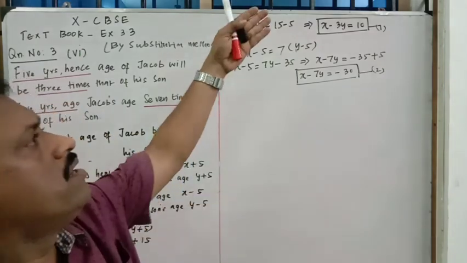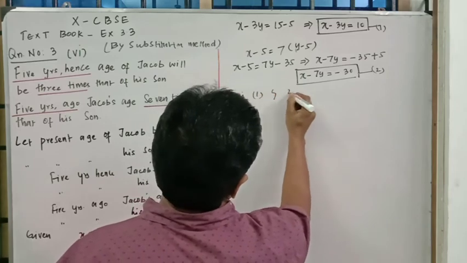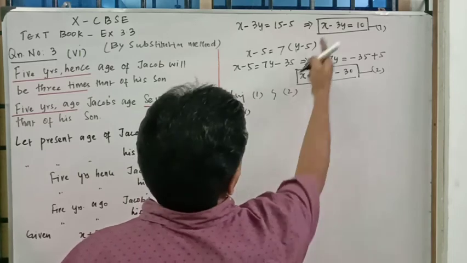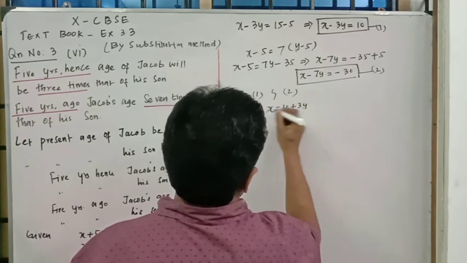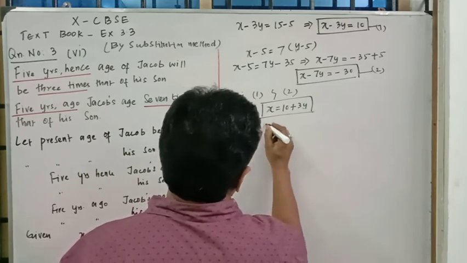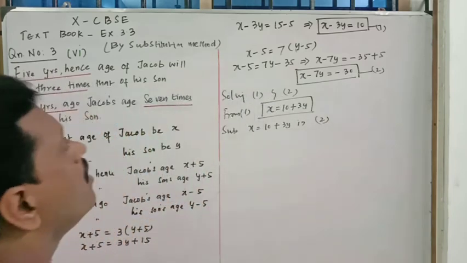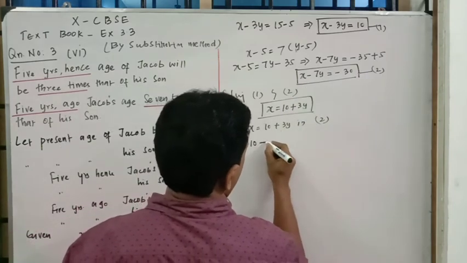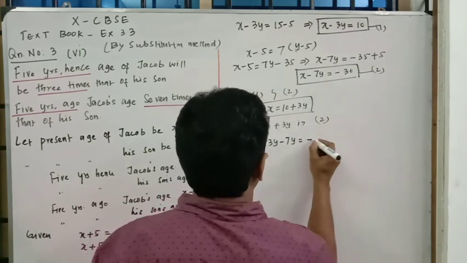Now, as usual, solving 1 and 2 by substitution method. Take equation number 1: X minus 3Y equals 10. Therefore, X equals 10 plus 3Y. Substitute X equals 10 plus 3Y in the second equation. X minus 7Y, applying X as 10 plus 3Y, minus 7Y equals minus 30.